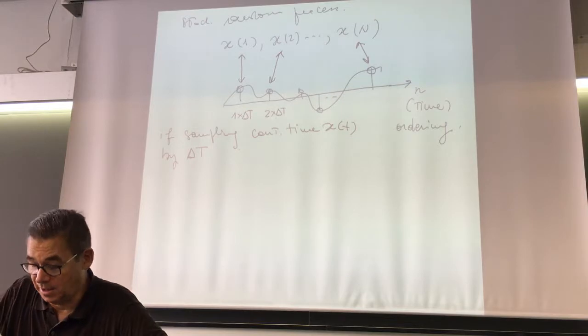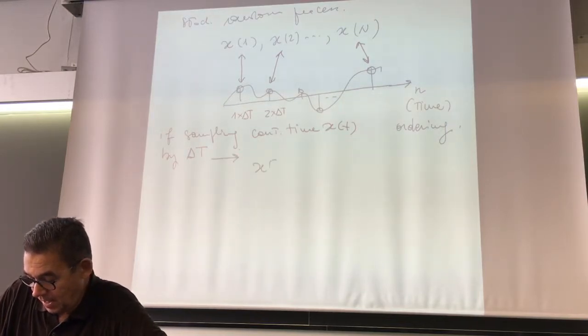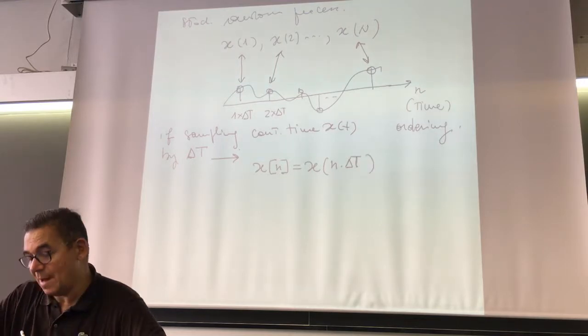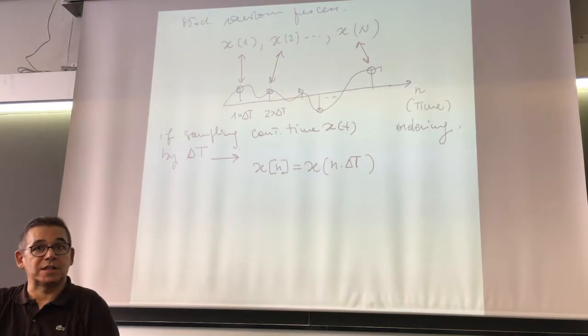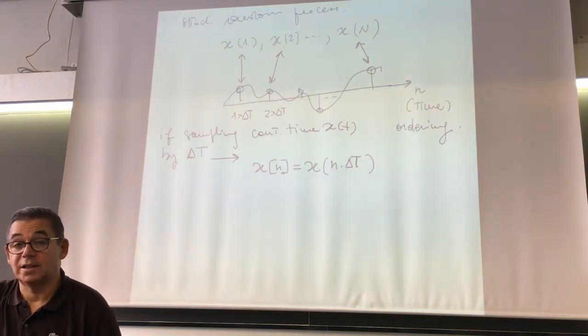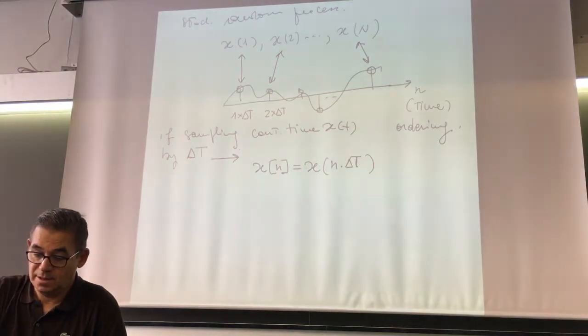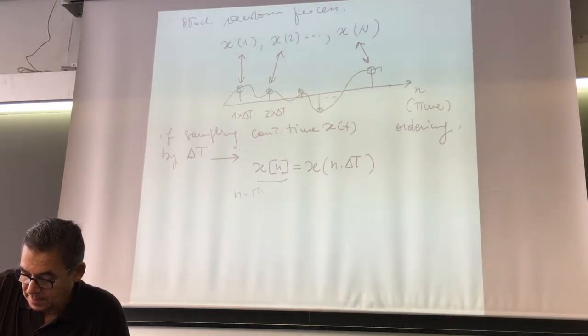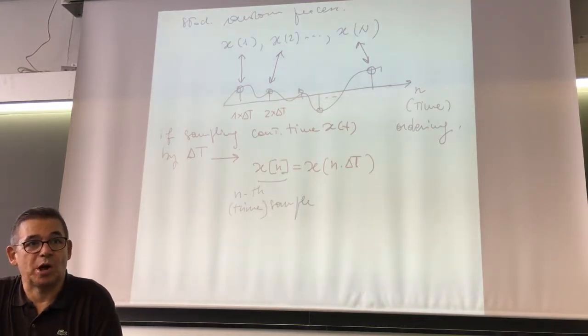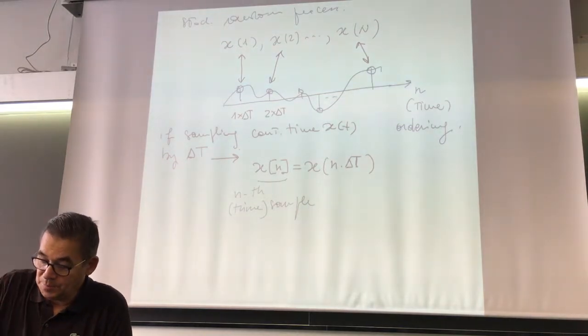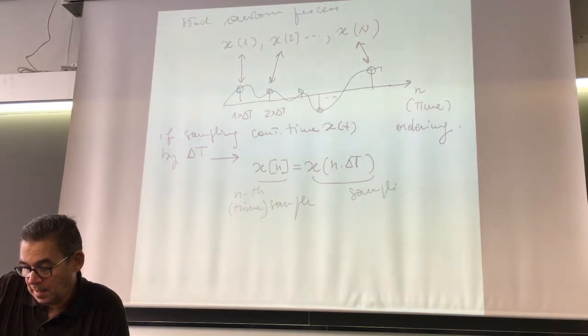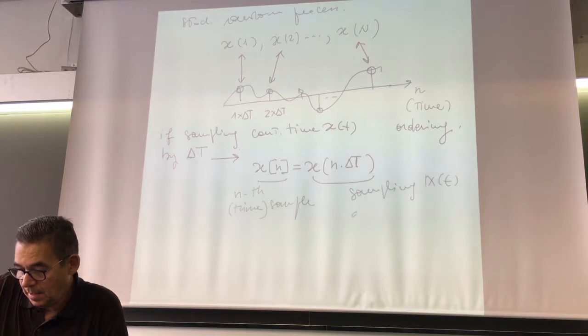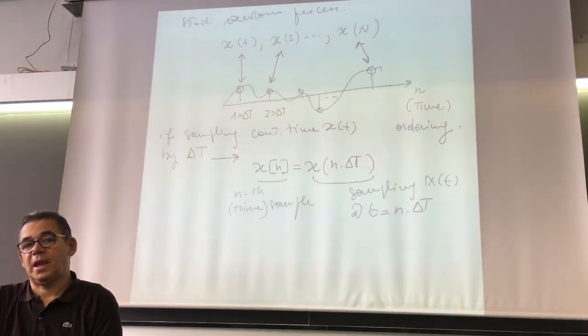Okay, if I'm sampling this way, then this means that x[n] is equal to x(n times delta t). So sampling is simply extracting the value of the signal at the regular interval delta t. So x[n], the nth sample, and the time word will be dropped. So the nth sample is obtained by sampling x(t) at t equal n times delta t. Okay, and this is the sampling.